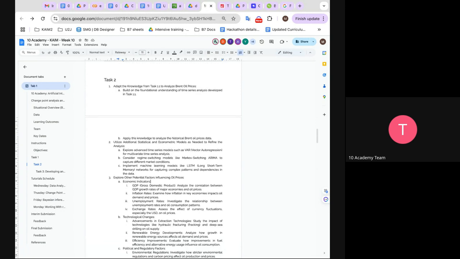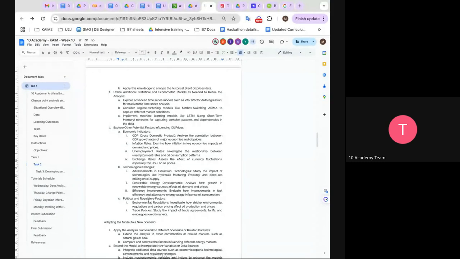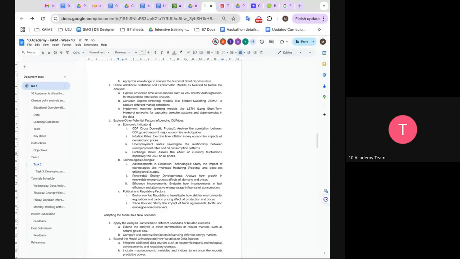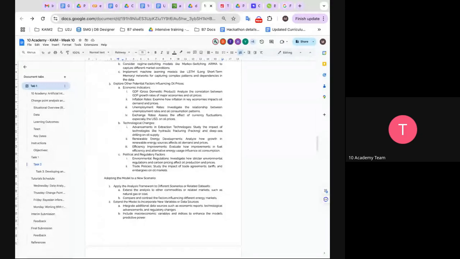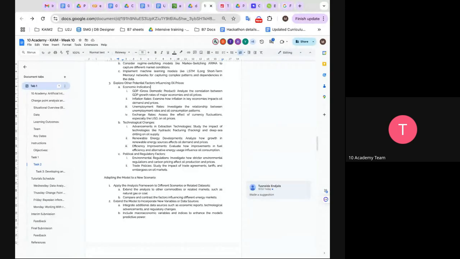Then you need to explore it. Since you have understood the problem or the change due to something, you need to explore potential factors that influence the oil price, because you need to validate what you have done. You can search for economic indicators or technological change, and by checking this information and analyzing the correlation between your oil price and this economic change, you can validate your prediction. So this will help you apply your model prediction to an actual problem. And also technological change or political factors. These are the possible scenarios you need to go through for the influential factors of the oil price. Then, by adapting this, you need to model, you need to simulate.